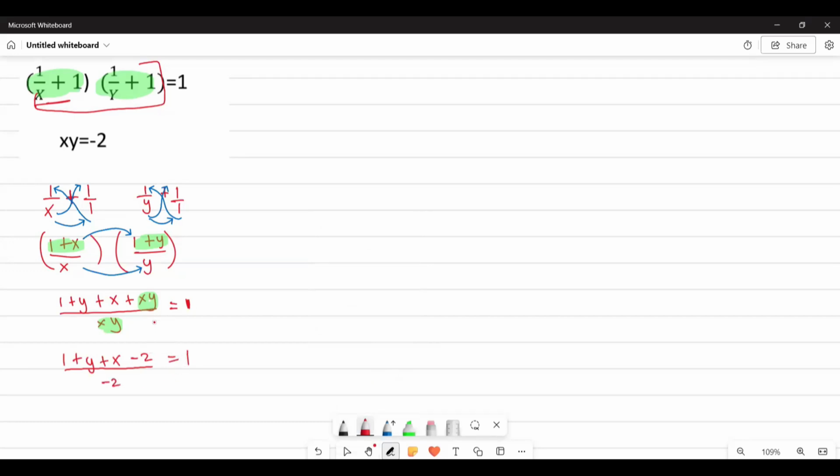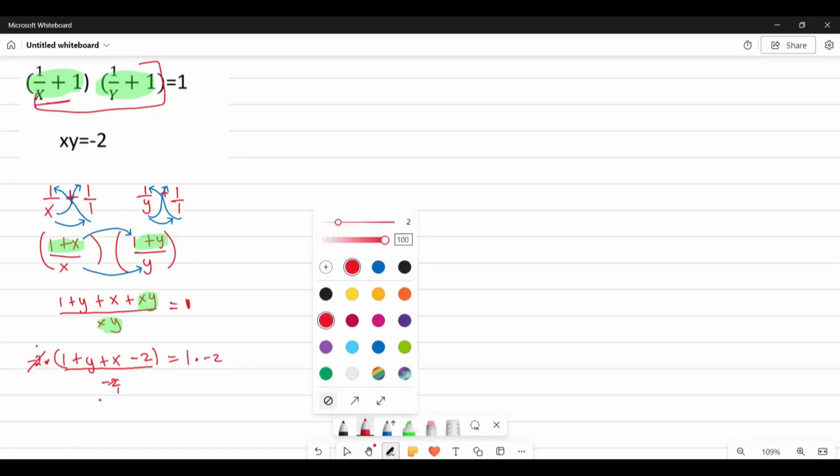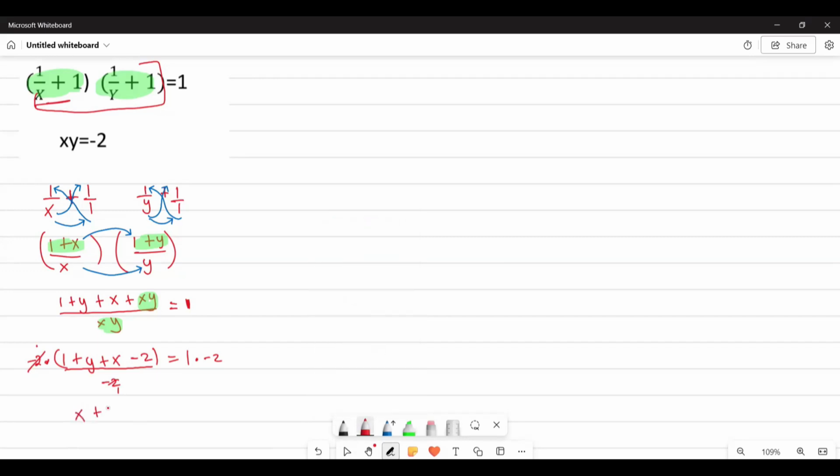Now, what I'm going to do is get rid of the fraction. So I'm going to multiply the left side by negative 2, and I'm going to multiply the right side by negative 2. If we simplify negative 2 into itself one time, on my left-hand side, let's say I put the x in front, so I have x plus y, and then this positive 1 and this negative 2 will give me a negative 1. This is equal to negative 2. So I just clear that up.